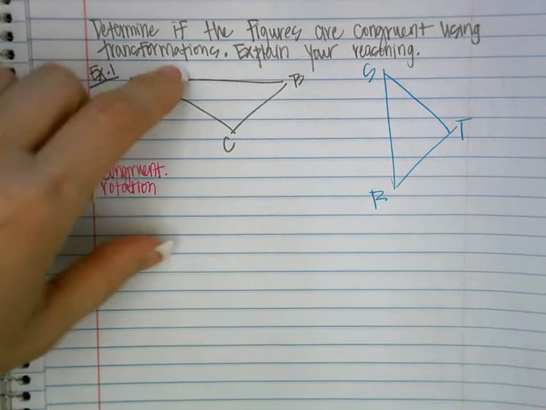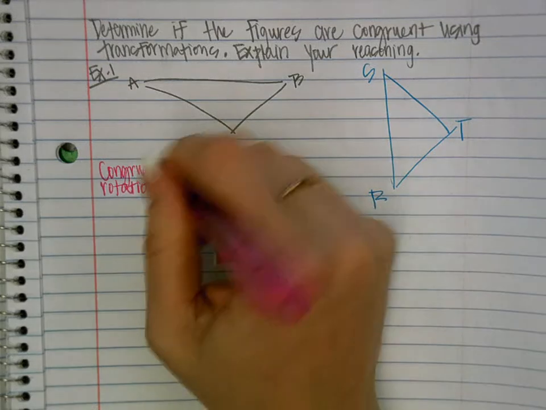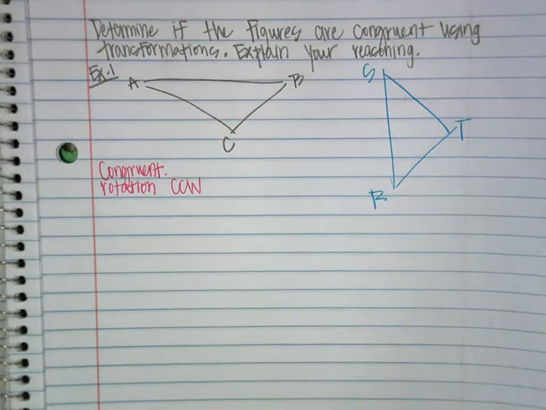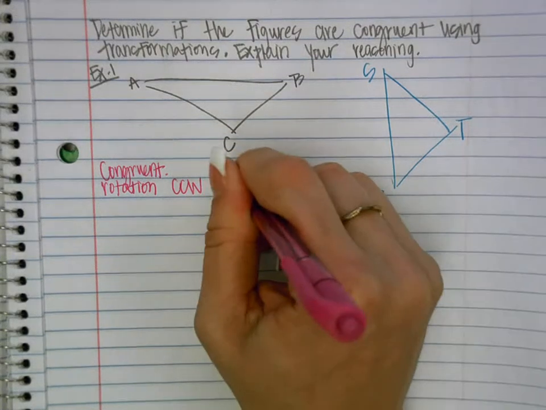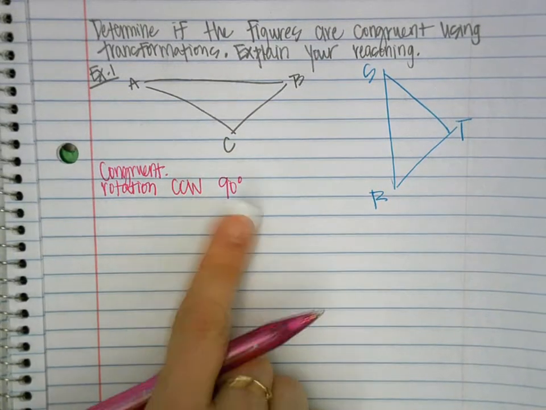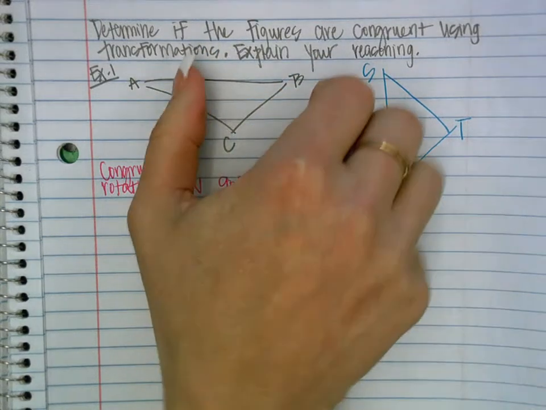You would rotate, you'd have to turn it left, so which way is that? Counterclockwise. And how many times do you have to rotate it? Just once, so that's 90 degrees. So rotation, counterclockwise, 90 degrees. So if I rotate it counterclockwise 90 degrees, it would be turned right here.